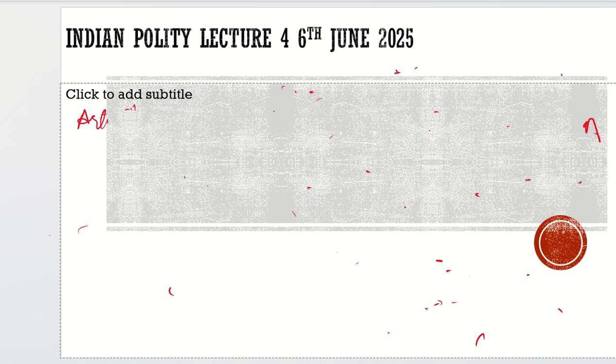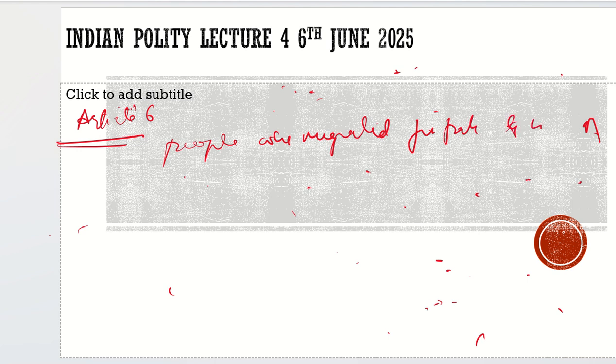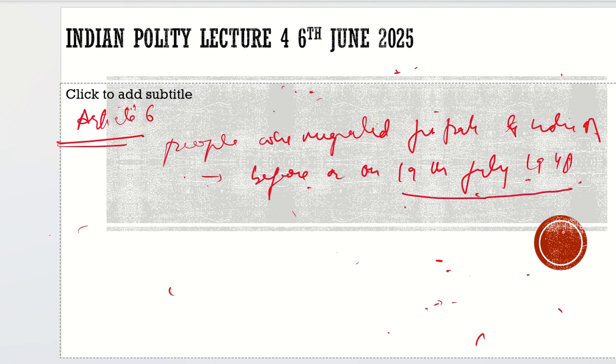Article 6. It deals with those people who migrated from Pakistan to India, but there is a time period: before or on 19th July 1948. Before or on 19th July 1948. Why this date? There is a story to it. We will discuss it when we reach Article 7. There we will discuss why this date.